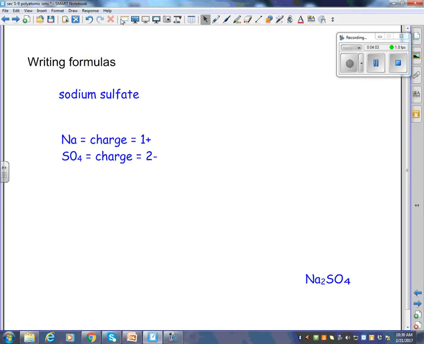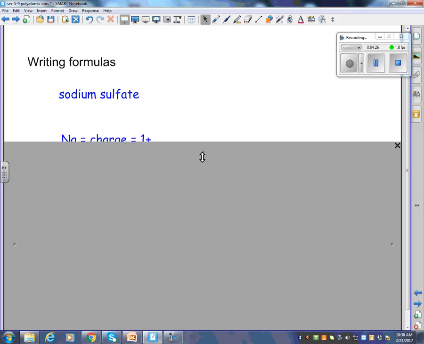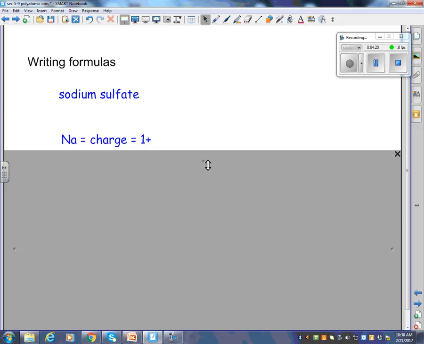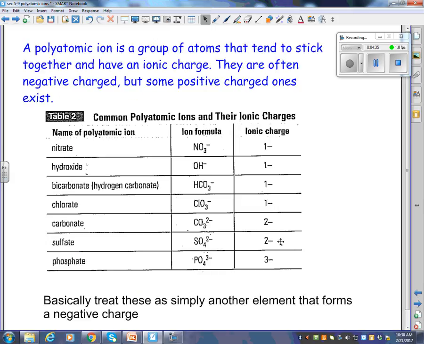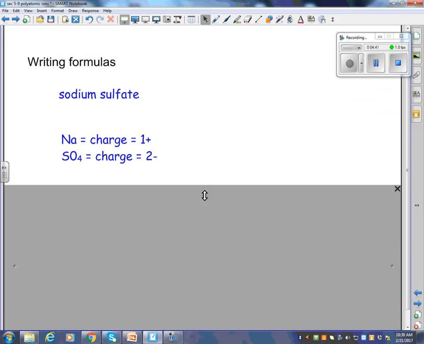Okay, so let's write some formulas. Sodium sulfate. If I give you the name sodium sulfate, how do you write the formula? Well, we know that sodium is in what group? What's the valence? +1. Sodium has a charge of 1 plus. Sulfate, from our list, is a 2 negative, SO4.